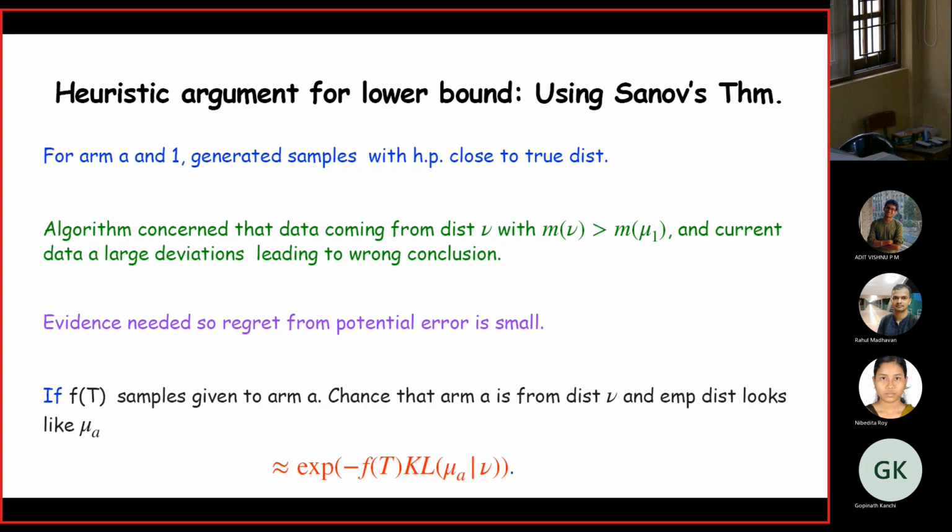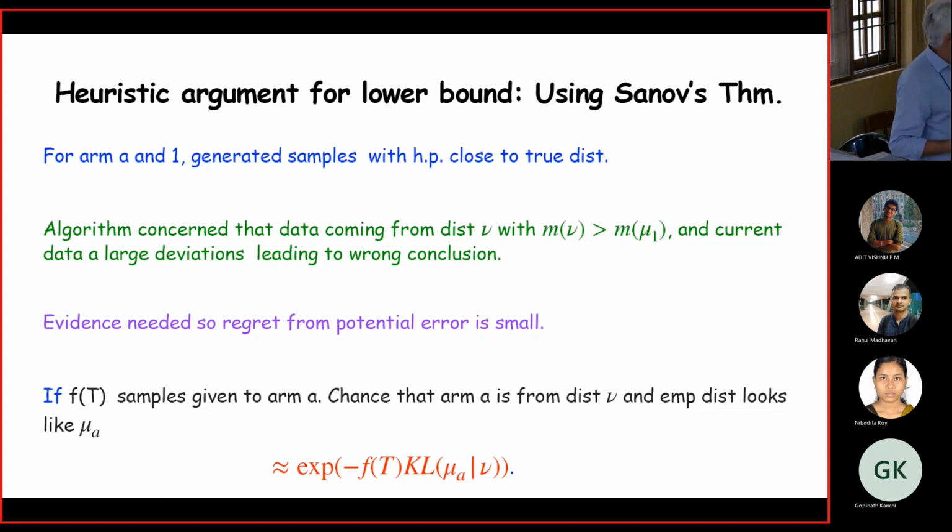So the algorithm is concerned about how the data are coming. For arm A and arm 1, the generated samples with high probability are close to the true distributions, by the law of large numbers. But the algorithm is worried that although it looks like arm 1 is the best one because it's close to the true distribution, it might actually be coming from some other distribution nu, with mean of nu greater than mean of mu1, and what I'm seeing is a large deviation that is happening. So if indeed what I've seen is a large deviation, I want to control the regret I'll get from it.